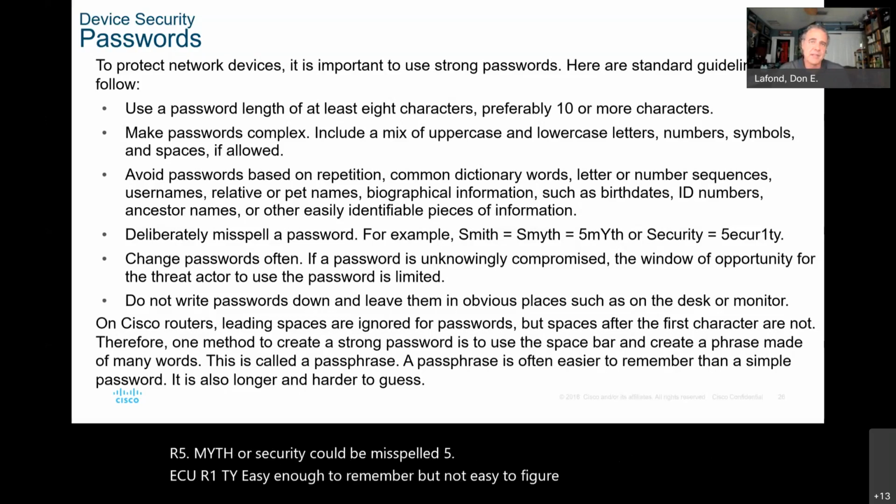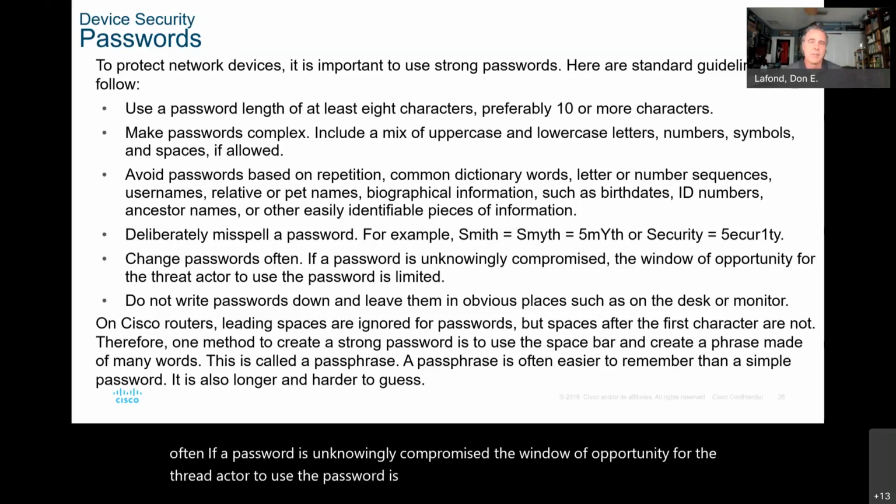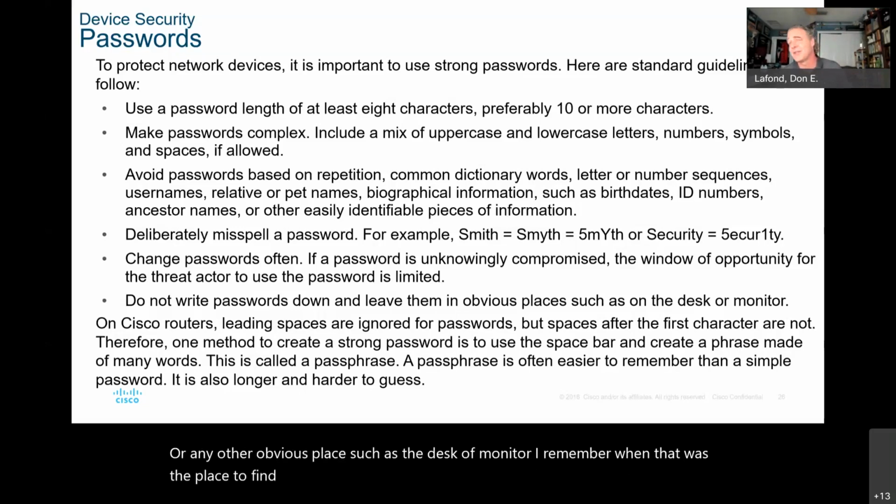Change passwords often. If a password is unknowingly compromised, the window of opportunity for the threat actor to use the password is limited. Do not write your password down and put it under your keyboard or any other obvious place, such as a desk or monitor. I remember when that was the place to find passwords, but back in those days, security wasn't as big a deal as it is today.